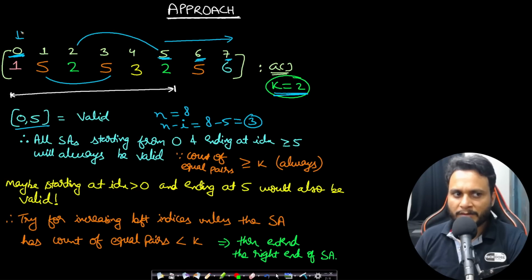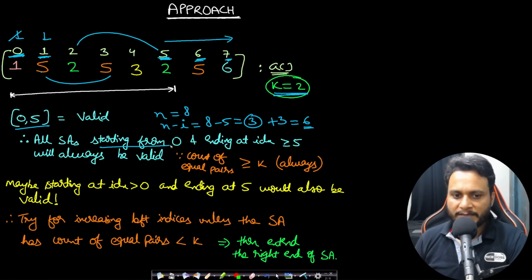But maybe starting at 1 and ending at 5 would also be valid. Who knows, right? So we have to try that out. If you try out from 1 to 5, you will see that yes, this is also valid, because again 5, 5 and 2, 2 are present. And if 1 to 5 is valid, then 1 to 6, 1 to 7, everything will be valid. So again I can add 3 to the count and this will become 6, and likewise we will continue.